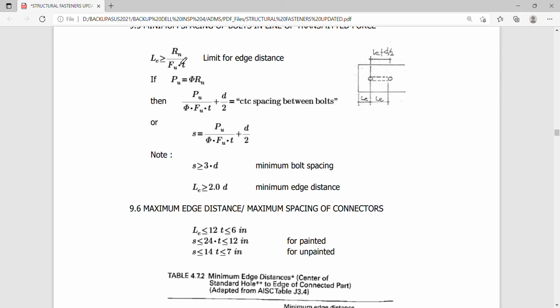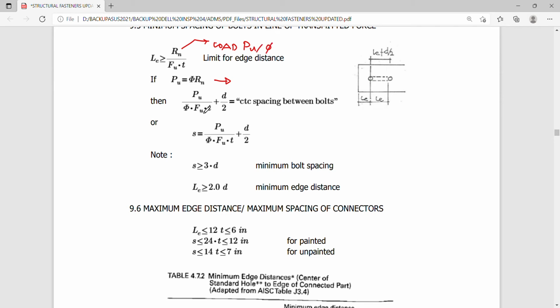So this is again a projection. And if I consider now my criteria for safety, which is Pu equal to phi Rn, this is now related to your capacity versus the loads, okay? So versus the loads, in this case it's Pu. So capacity Rn or Pn versus the load Pu. So this is now Pu equal to phi Rn, therefore Rn is simply equal to Pu over phi.